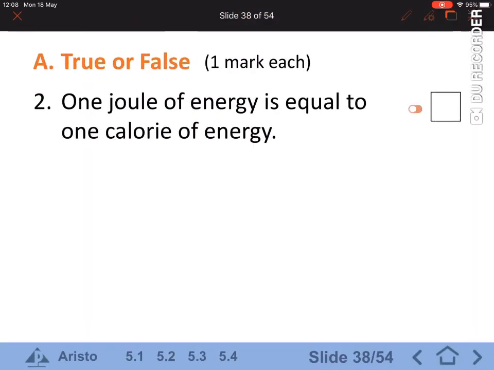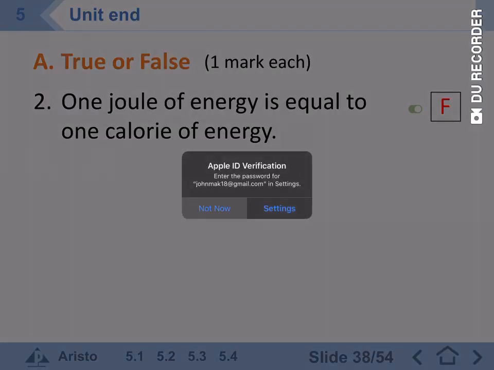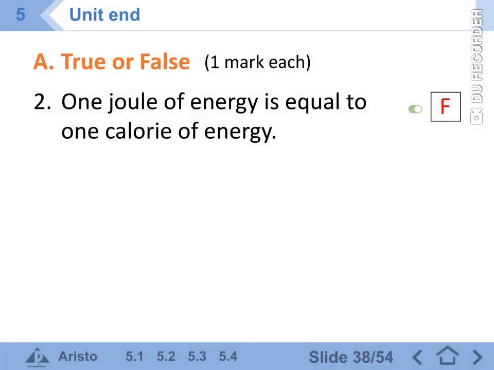So the second one, let me see if it works. Okay. 1 joule of energy is equal to 1 calorie of energy. True or false? Yes, false. Actually, 1 joule is about 0.2 calorie, 0.239 calorie to be exact. But if you think of it as a conversion, 0.2 is pretty good.